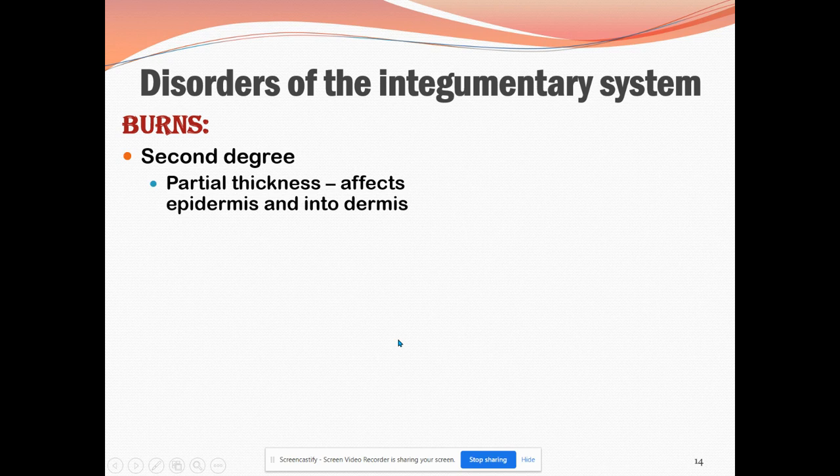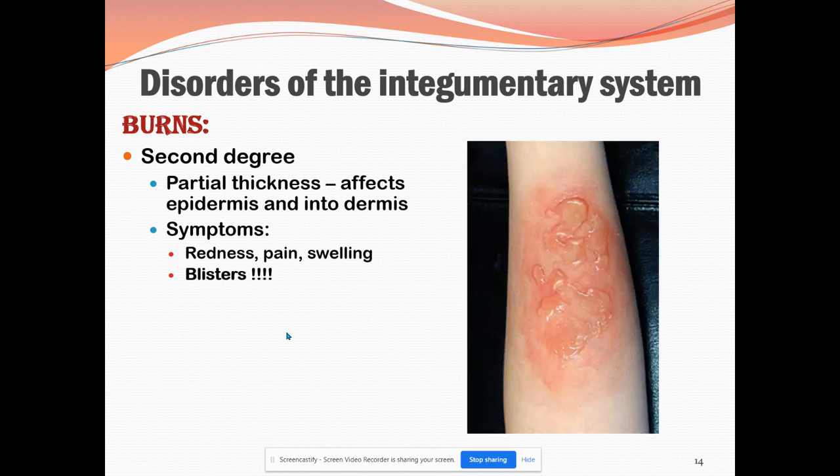2nd degree burn. 2nd degree burn we call partial thickness burn. So it affects all the way through the epidermis and down into the dermis itself. The symptoms are you have that same redness, the same pain, the same swelling, but you have blisters. You have to have, this is key, blisters, blisters, blisters. You have to have blisters for it to be a 2nd degree burn. That is a 2nd degree burn.